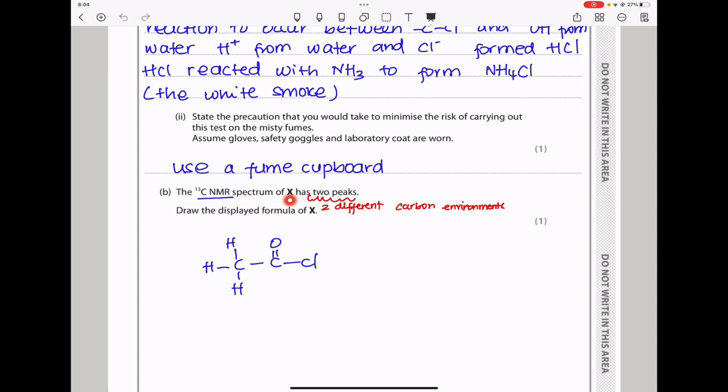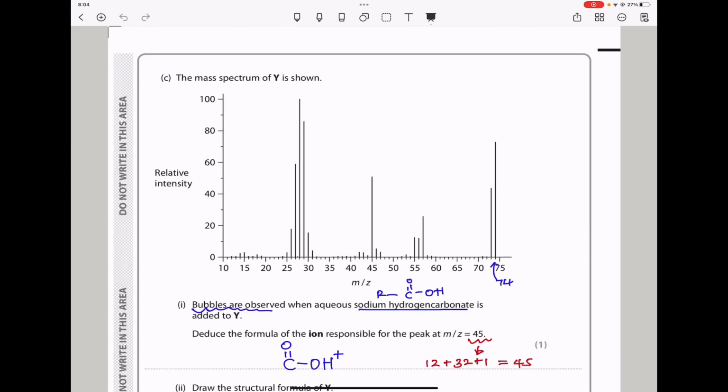Because the carbon-13 NMR showed only 2 peaks, and this is an acyl chloride, we already have one carbon environment here. So it means the other carbon environment is going to be due to a CH3, so this is my possible structure. Next, they say the mass spectrum of Y is shown, which is this one here.